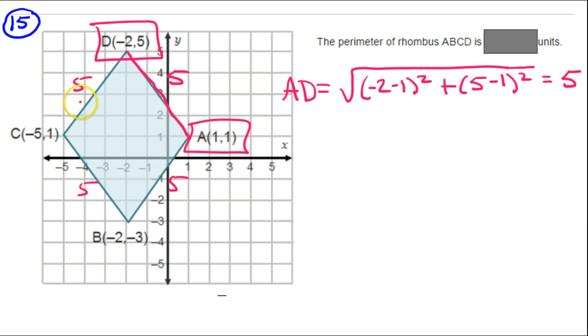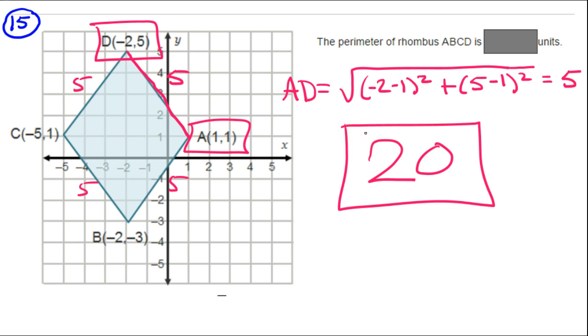Okay, so because 4 times 5 is 20, the perimeter should be 20. Okay, and that's why the answer was 20. All right, I hope this tutorial was helpful, and good luck.